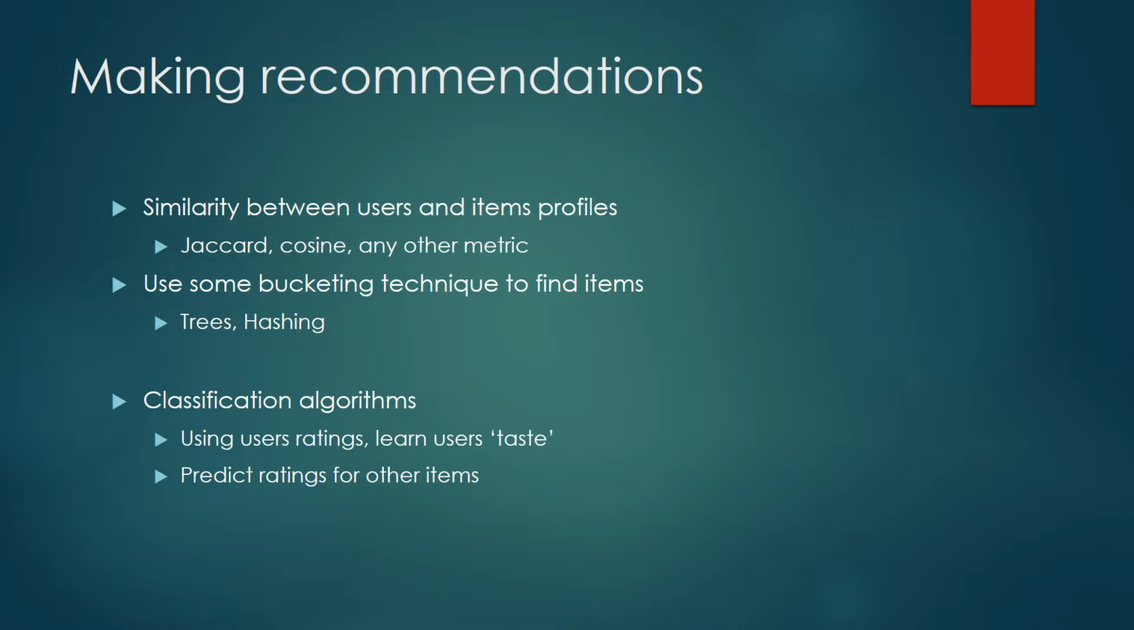And at what level. You could also use some sort of bucketing technique to find items, because items is much harder, right? This goes back to this PageRank type case. I know that you like certain kinds of items, but there are so many items. We talked about users being in the millions and items in the billions. So you might have to use some sort of a tree so that I can narrow it down. And there's a lot of work that goes on in classification algorithms. Using users' ratings, can we figure out what it is that you like, and try to predict ratings for all other items?